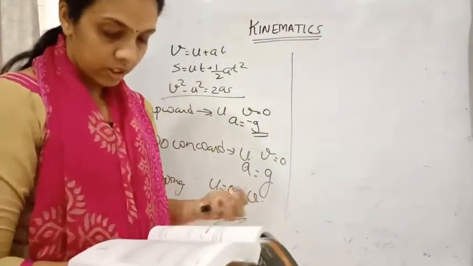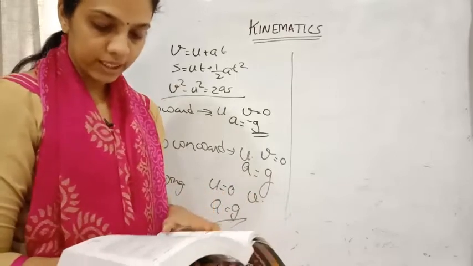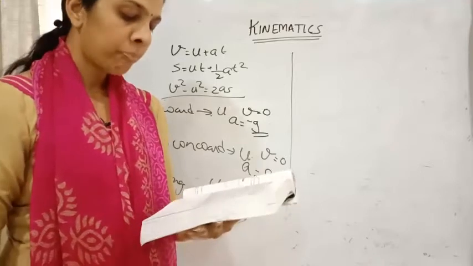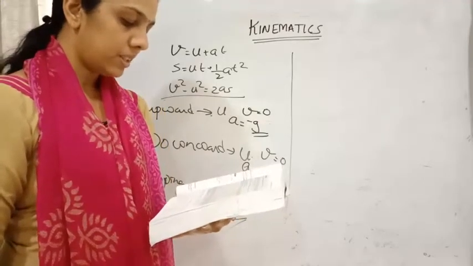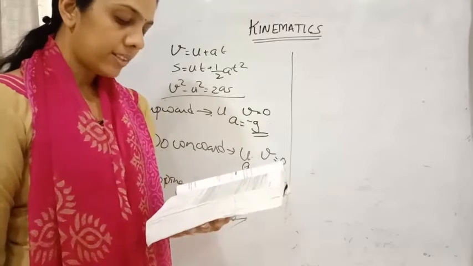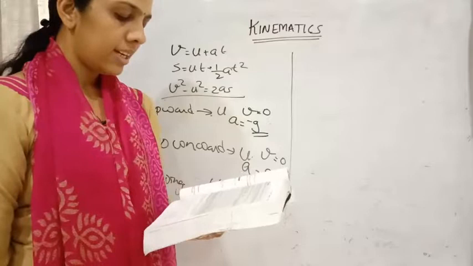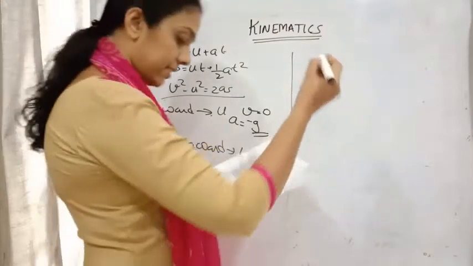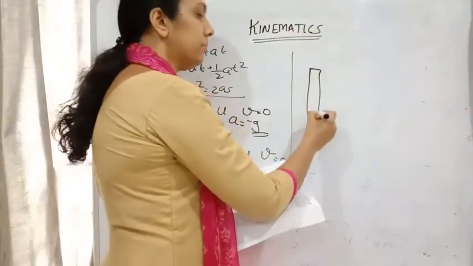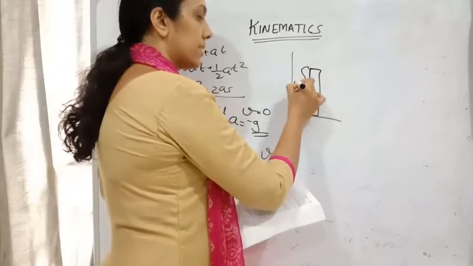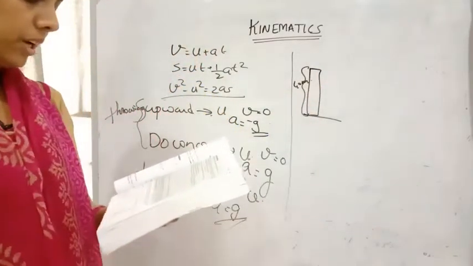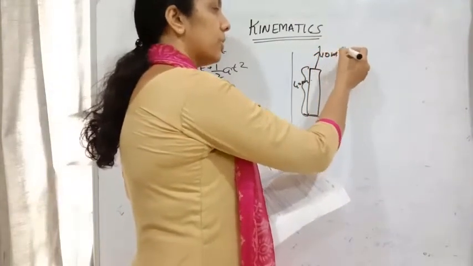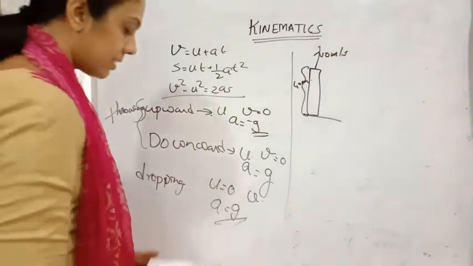Right, first question. A ball is thrown vertically upwards from the top of a tower 40 meter high with a velocity of 10 meter per second. Find the time when it strikes the ground. Take g as 10 meter per second square. So this is a tower which is having a height of 40 meter. From there we are throwing an object upward with a velocity of 10 meter per second, and we need to find out the time when it strikes the ground.